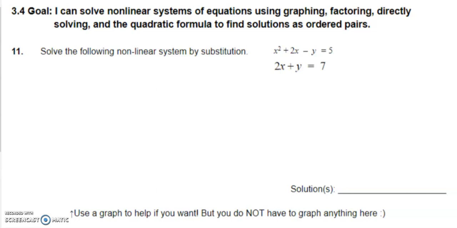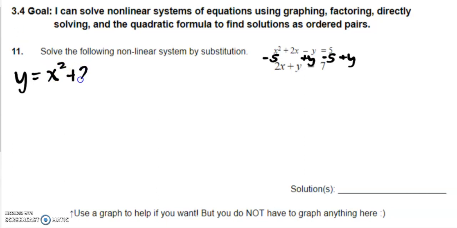All right, 3.4 goal, I can solve nonlinear systems of equations. So what makes this nonlinear is going to be the fact that we have an x squared here. So to start, I'm going to get each of these equations just set equal to y. So I'm going to move this 5 to the other side. So minus 5, minus 5. And I'm going to add y to the other side. Okay, so really I'm just getting y by itself.